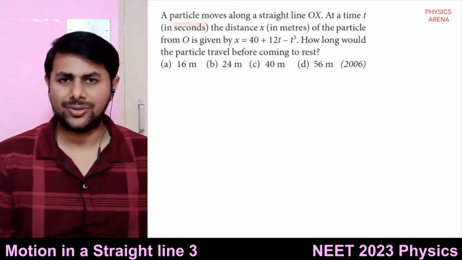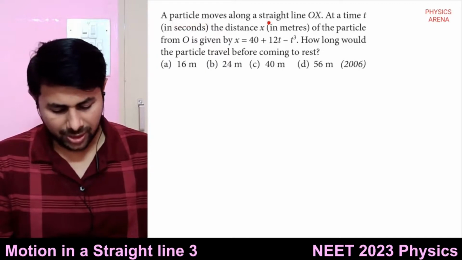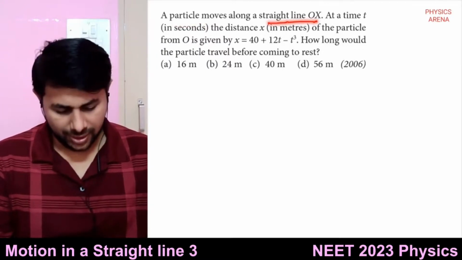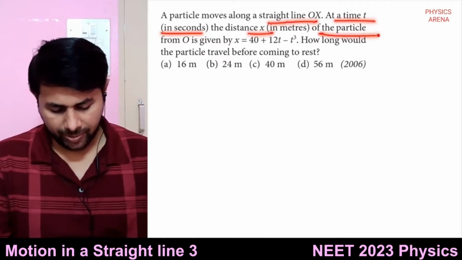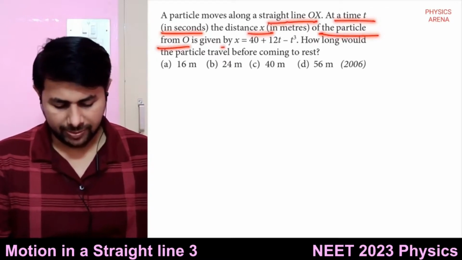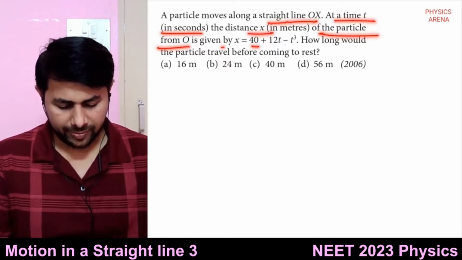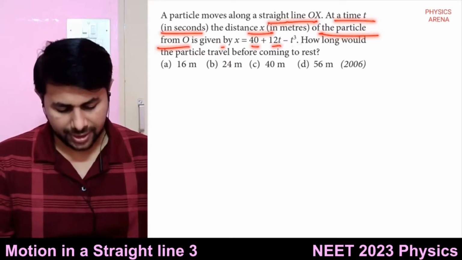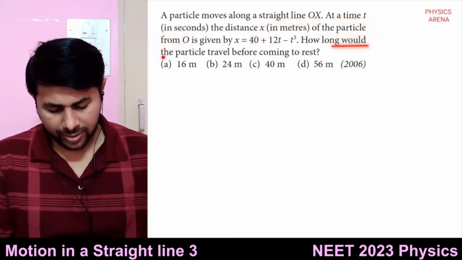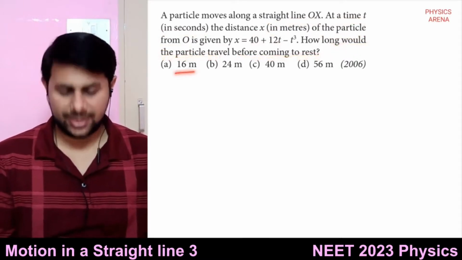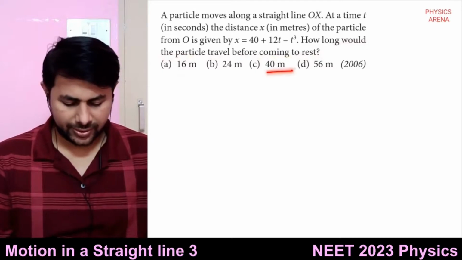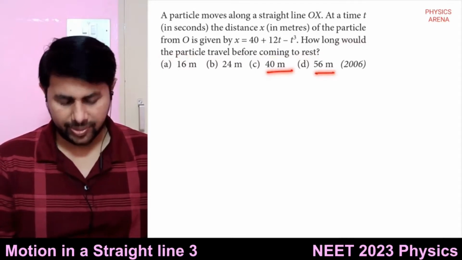Okay, next question. A particle moves along a straight line OX at a time t in seconds. The distance x in meters of the particle from O is given by x is equal to 40 plus 12t minus t cube. How long would the particle travel before coming to rest? And the options are 16 meters, 24 meters, 40 meters and 56 meters.